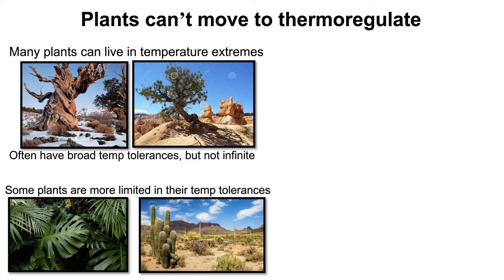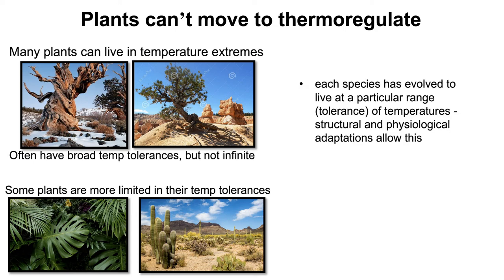But that being said, these temperature tolerances are not infinite, and some plants are more limited in their temperature tolerances. For example, many tropical plants are not resistant to freezing. If they get into freezing temperatures, they die immediately. They haven't evolved any adaptations to help them deal with freezing. And we'll sometimes see this in desert plants as well. Desert plants have a lot of adaptations to deal with hot, dry conditions, but if they cool off too much or get a really hard freeze, a lot of desert plants can't resist those hard freezes.